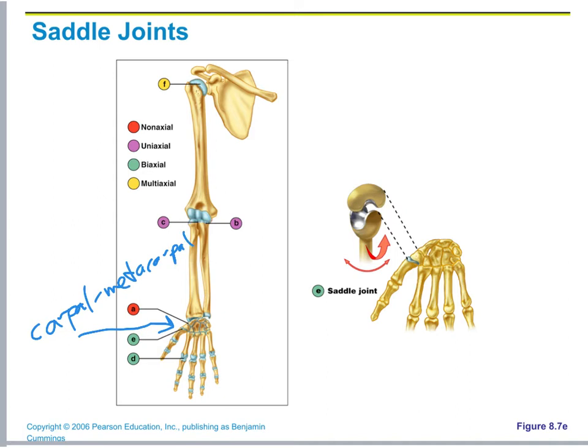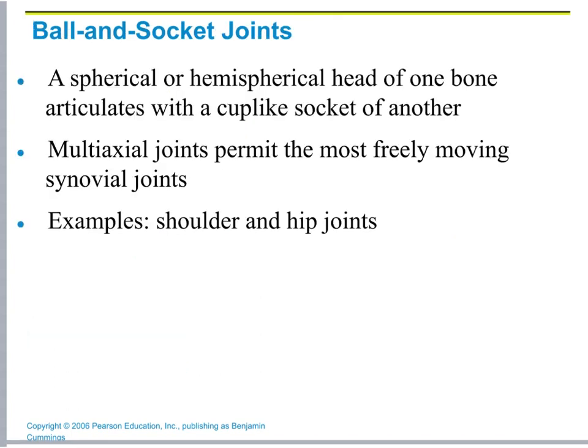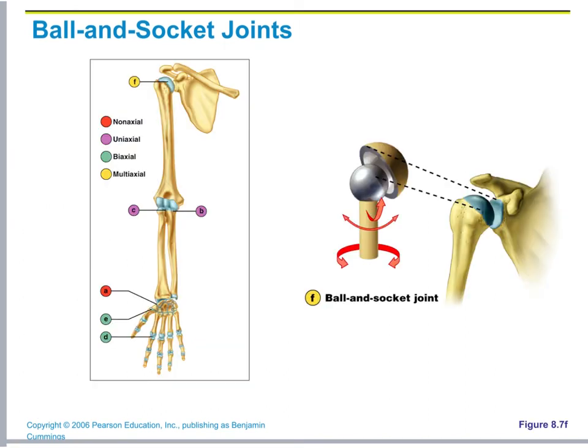So buried here deep in the thumb, that's a biaxial joint. And then the most flexible of the joints, we call a multi-axial joint, is present in the shoulder and the hip, and these are the ball and socket joints. The shoulder is a little bit more flexible than the hip, and there's a slide on that as well. And up here in your shoulder, between the humerus and the scapula, is your ball and socket joint.